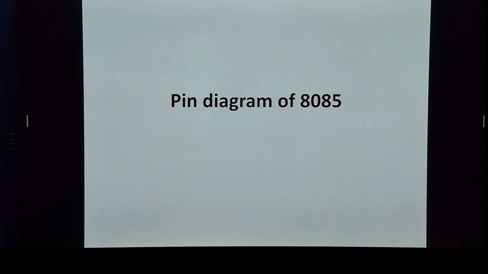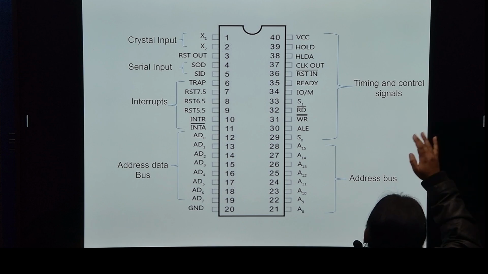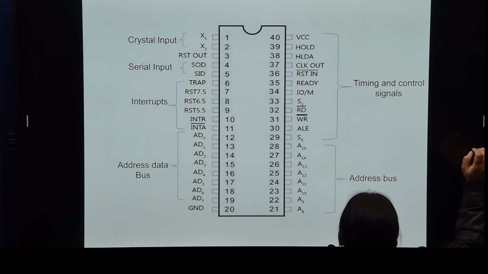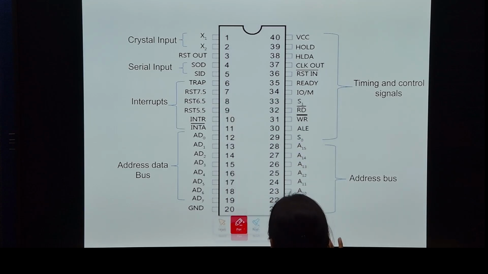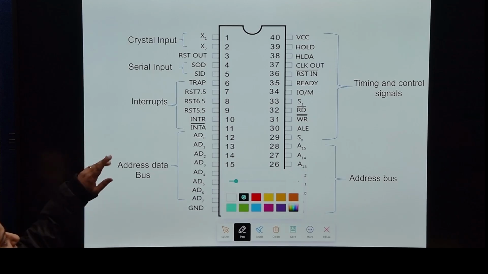So starting with the pin diagram of the 8085 microprocessor, it is a 40 pin IC. 40 pins means each pin performs an individual function. So what are the 40 pins? The 40 pins are from pin number 1 to pin number 40. So starting with pin number 1 and pin number 2.